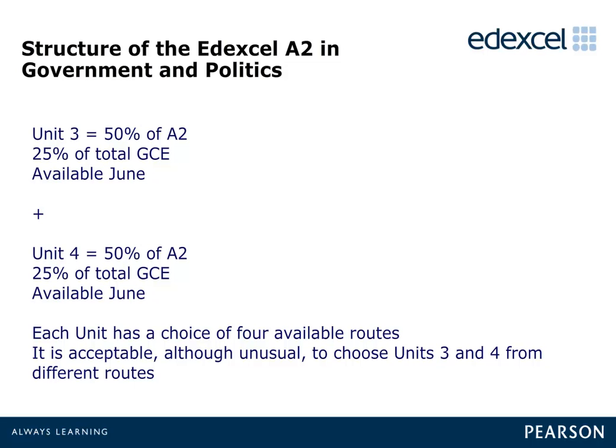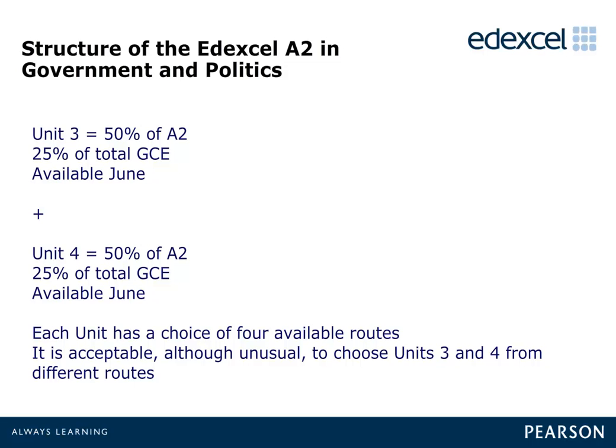A2 Government and Politics makes up 50% of the whole A-level. As you will be aware, the AS level, which comprises Unit 1 and Unit 2, common to all candidates, makes up the other 50%. The A2 itself is divided into Unit 3 and Unit 4, each worth 50% of the A2, and therefore 25% of the total A-level.